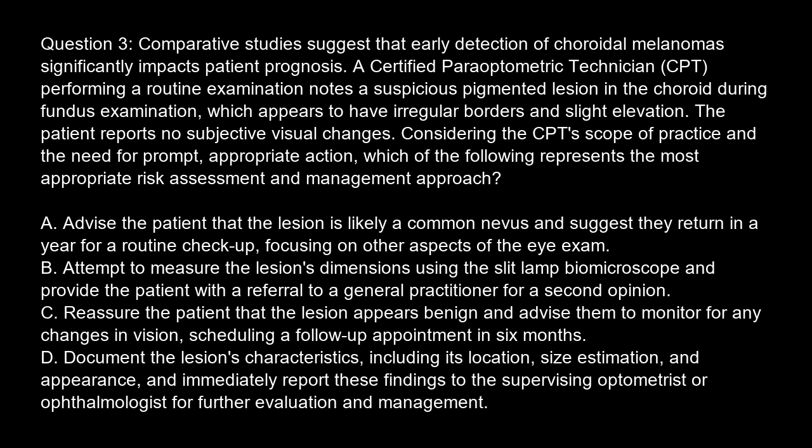Option A. Advise the patient that the lesion is likely a common nevus and suggest they return in a year for a routine checkup, focusing on other aspects of the eye exam. Option B. Attempt to measure the lesion's dimensions using the slit lamp biomicroscope and provide the patient with a referral to a general practitioner for a second opinion. Option C. Reassure the patient that the lesion appears benign and advise them to monitor for any changes in vision, scheduling a follow-up appointment in 6 months. Option D. Document the lesion's characteristics, including its location, size estimation, and appearance, and immediately report these findings to the supervising optometrist or ophthalmologist for further evaluation and management.